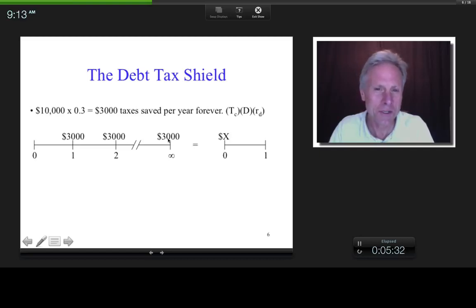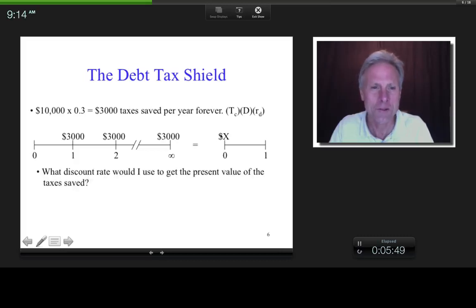Now, the debt tax yield basically says, well, what is the equivalent of all of these guys at time 0? What is one single number? So here's my question. To bring all of these guys back to time 0, do I need a discount rate? I do, right? This is like time value of money. You need cash flows and a discount rate.